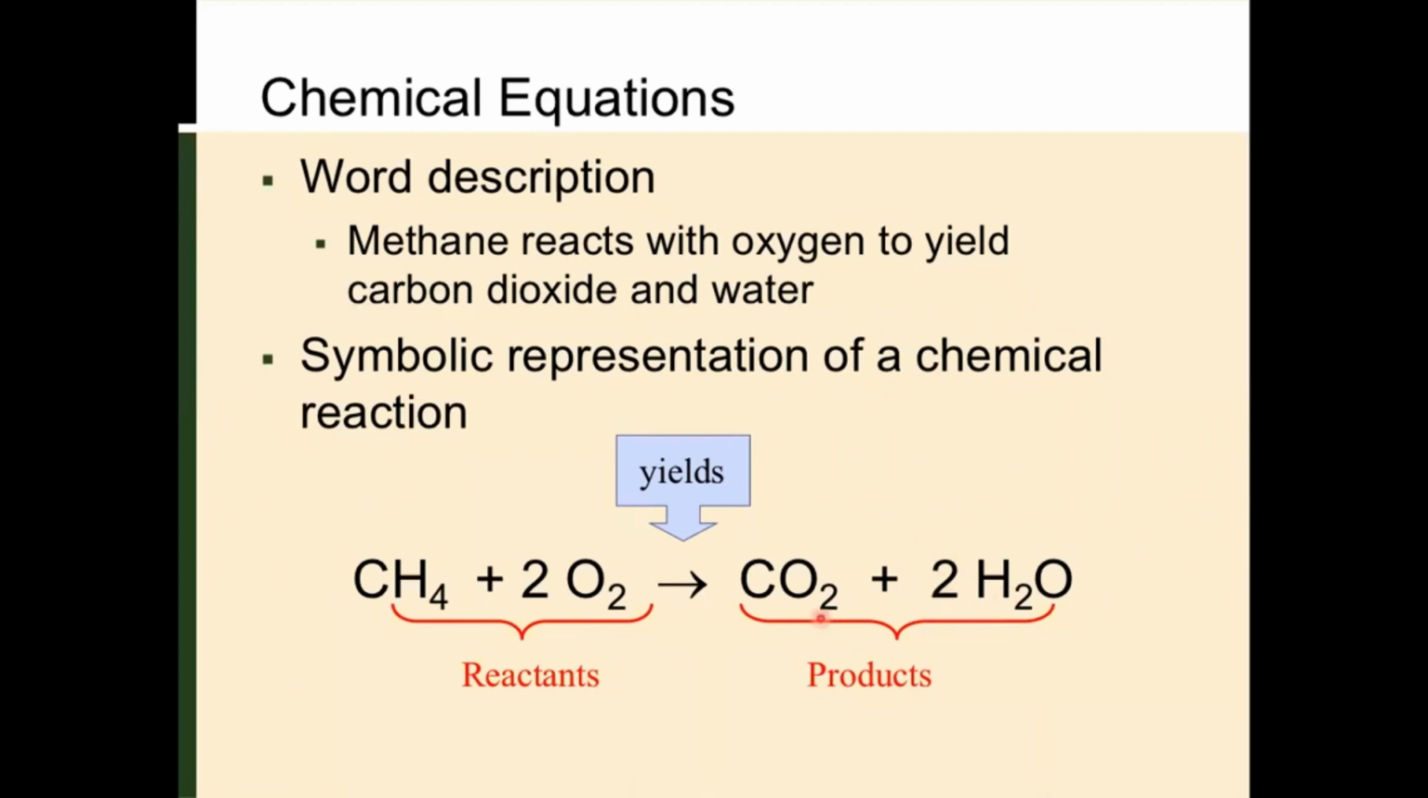And so we have special words for the different sides of this arrow. Those on the left-hand side are typically called the reactants or starting products. And those on the right are called the products of the reaction. We can imagine that there's a coefficient of 1 in front of the methane, and in front of the CO2 it could be a 1, but that's not really necessary.